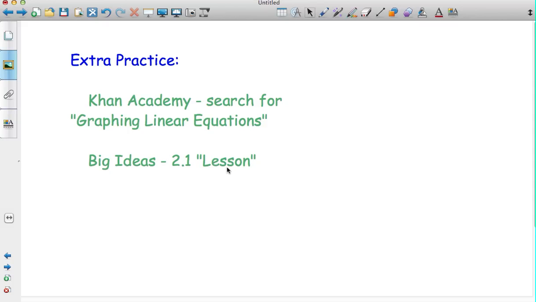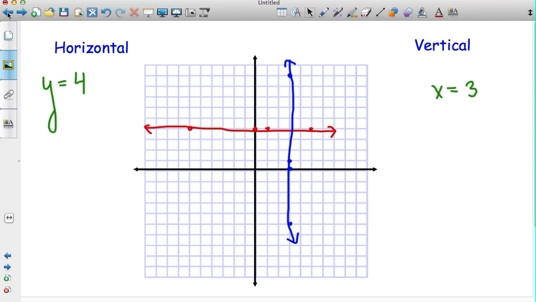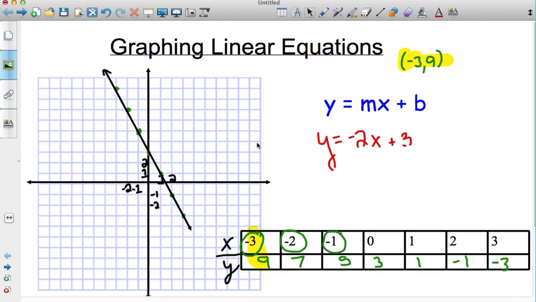With that said, be sure to bring in this first example to class tomorrow. This one right here, I'm going to be checking for that in your MJ. Have a great evening.